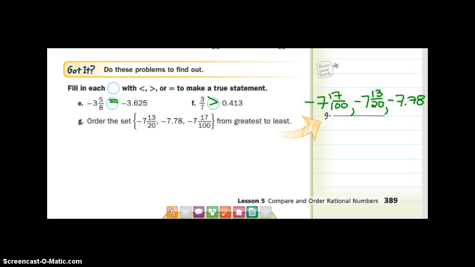Did you get what I got? In E, negative 3 and 5/8 is equal to negative 3.625. Why? Remember I told you that 1/8 is half of a half of a half. A half is 0.5. A fourth is 0.25. Therefore, an eighth is 0.125. All I have to do is multiply that by 5. 5 times 5 is 25. Carry my 2. 10, 2. Carry my 1. 6. Look, it's the same thing.